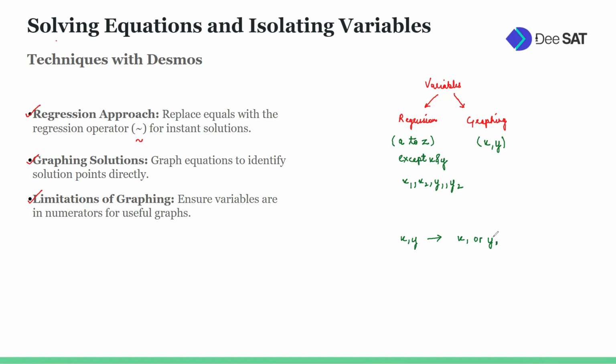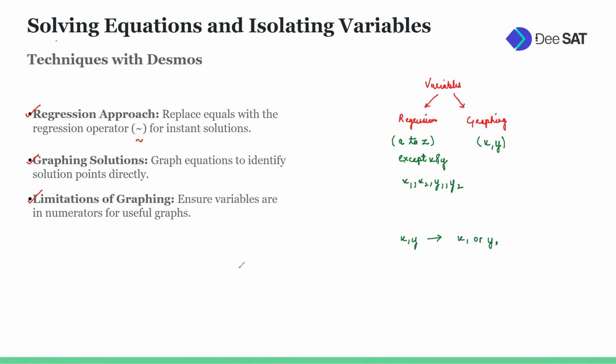This is a very important point. If you're graphing any solution, you need to put x and y as variables. If you're using regression, you need to put x1, y1, or you can use any other variable from A to Z except for x and y.